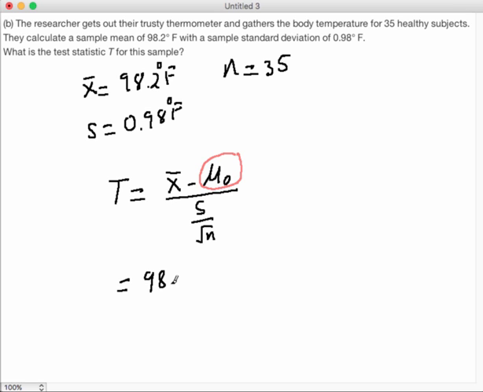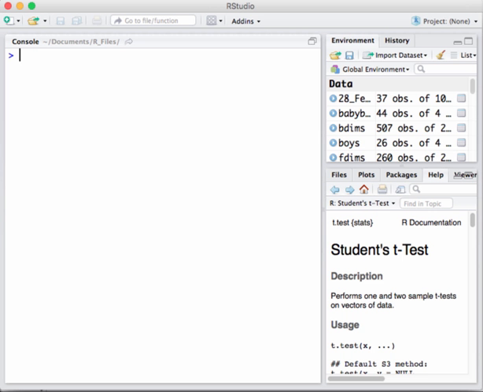Okay, so let's go ahead and plug everybody into t here. It's going to be 98.2 minus 98.6 divided by S, which is 0.98, over the square root of 35. And that's going to be my t-test statistic. Now, of course, you could calculate that using your handy-dandy Texas Instruments calculator, or pretty much any calculator, but I think I'm going to do it all in one fell swoop in RStudio. Since I'm not expected to turn in a script here, I'm going to use the console, because remember, the console is just like working in a calculator. So I'm going to do all of my calculations right here.